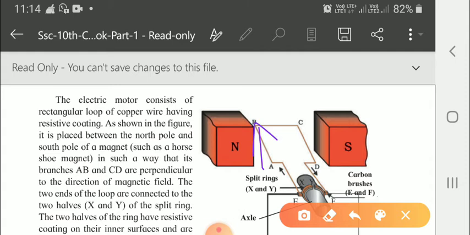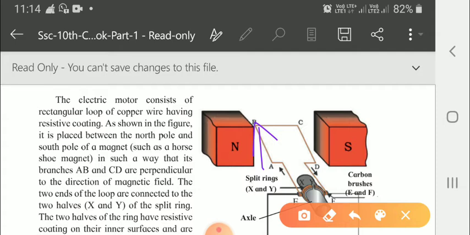the direction of the magnetic field is from north pole to south pole. So according to Fleming's left hand rule, a force is exerted on the AB branch and it pushes down. So what will happen? The current in the CD branch will flow in the opposite direction compared to the AB branch, and therefore a force will be exerted on the branch CD in the upward direction.